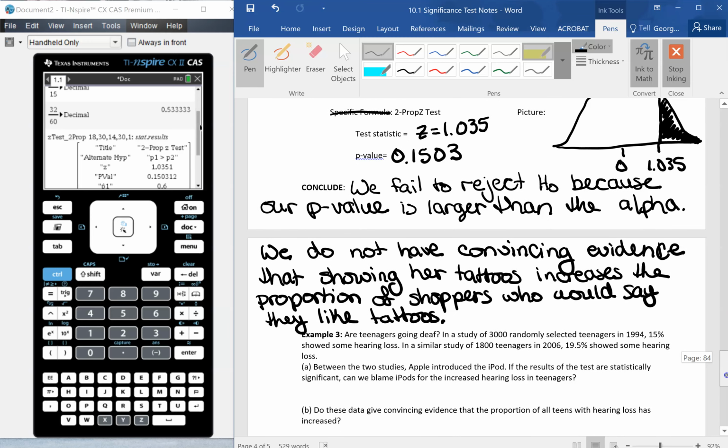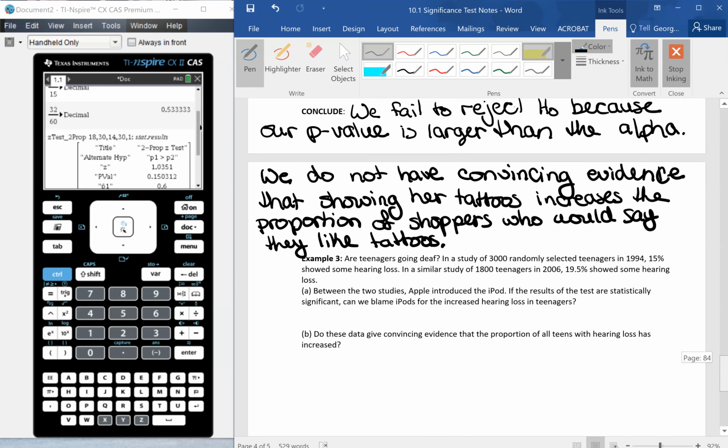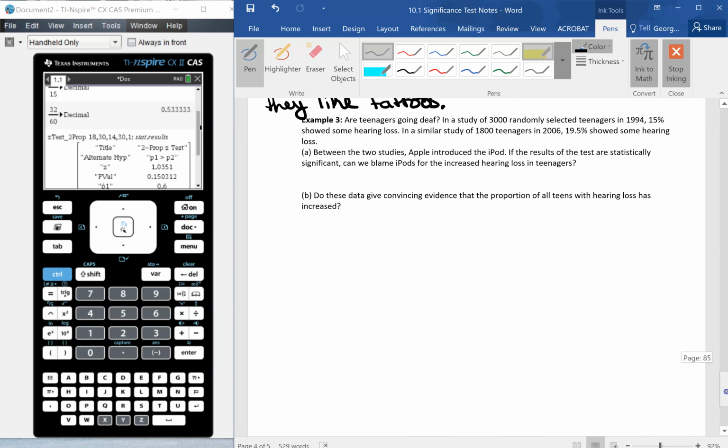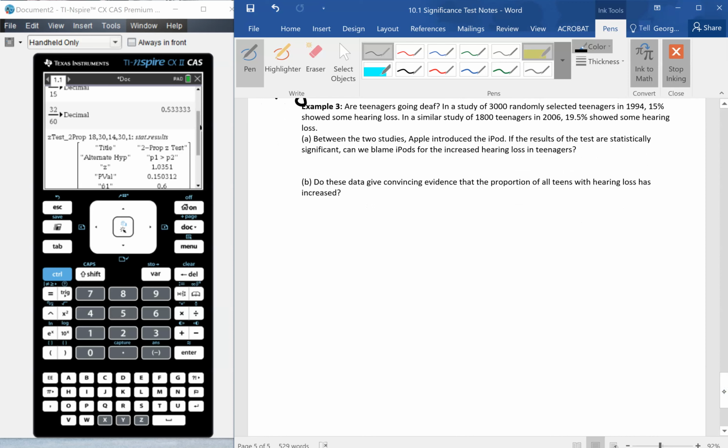Alright, let's try one more. Are teenagers going deaf? In a study of 3,000 randomly selected teenagers in 1994, 15% showed some hearing loss. In a similar study of 1,800 teenagers in 2006, 19.5% showed some hearing loss. Between the two studies, Apple introduced the iPod. A: If the results of the test are statistically significant, can we blame iPods for the increased hearing loss in teenagers? And then B: do these data give convincing evidence that the proportion of all teens with hearing loss has increased?